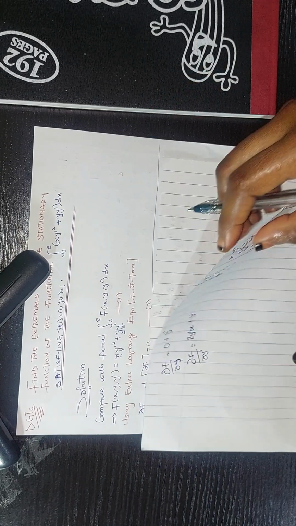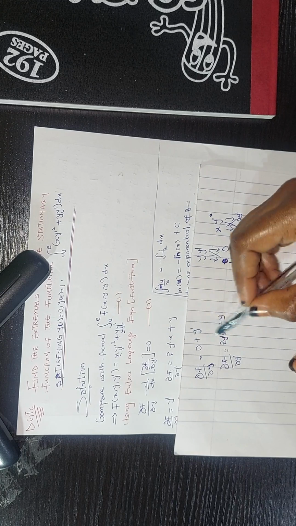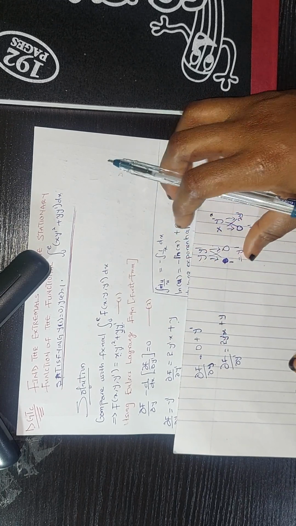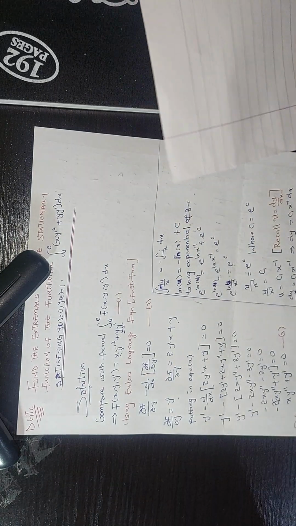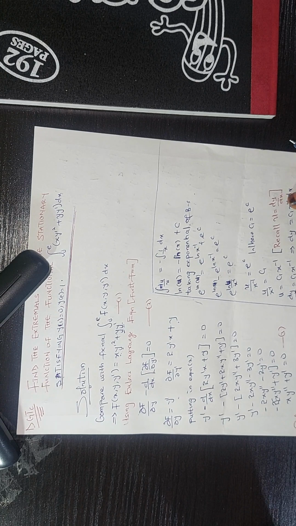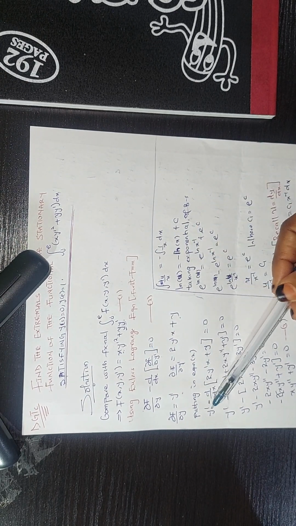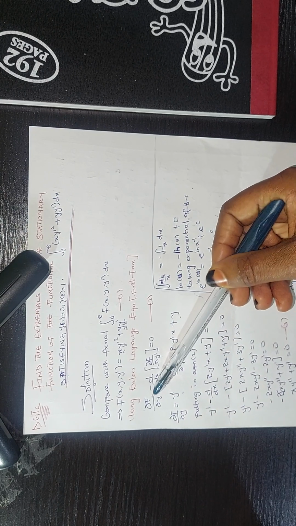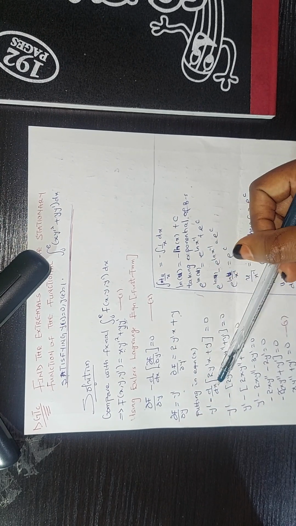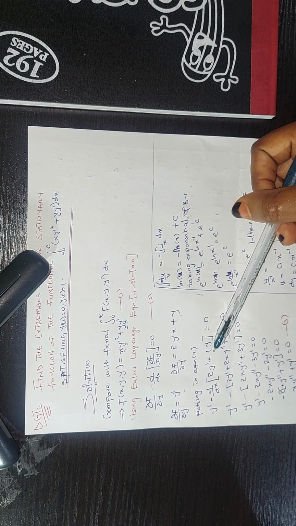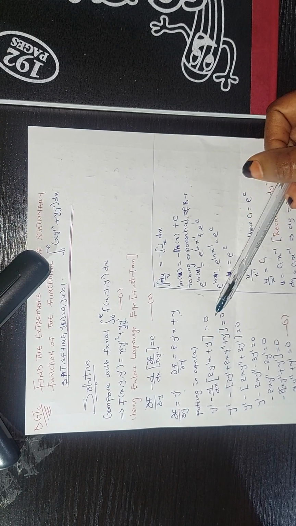That means if you differentiate this, you should have 2y' x plus y. I hope you understand. Now, putting all these into equation 2, I will have y' plus ∂f/∂y, which is y', minus d/dx of (2y' x plus y) equals 0.